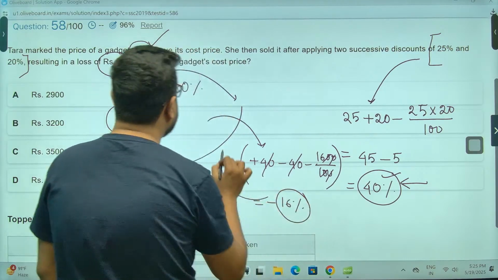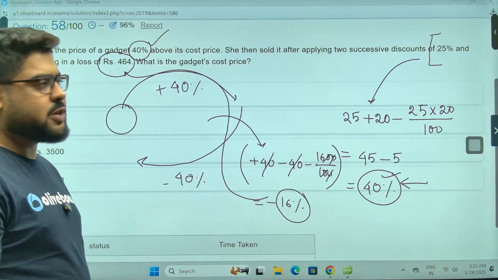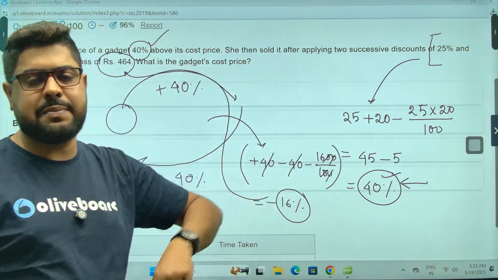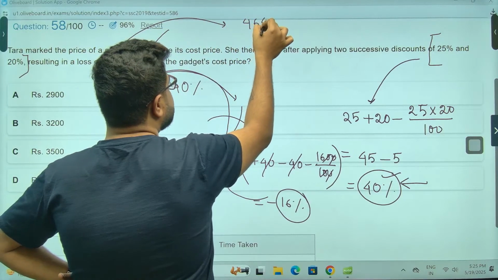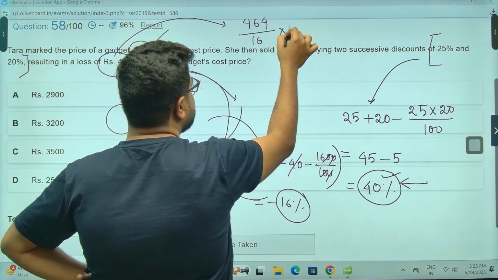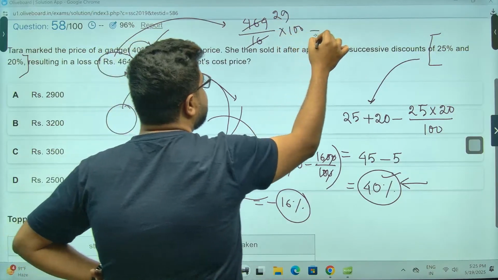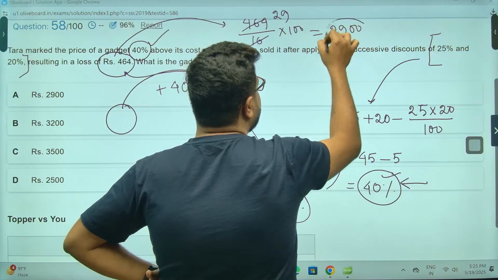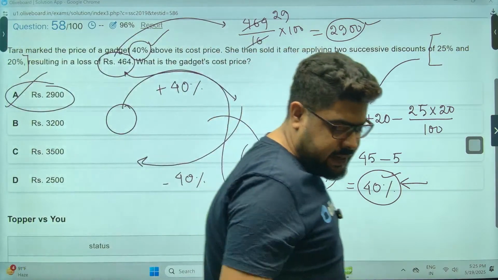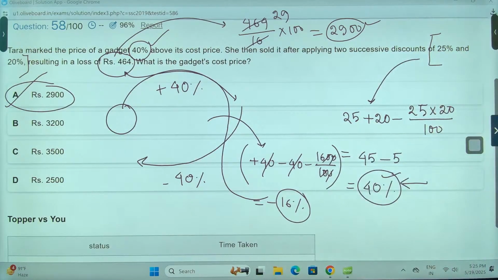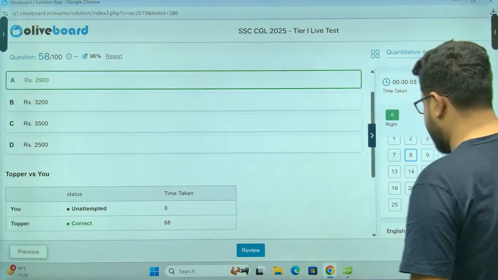That value is given to you as 464. They're asking the value of 100%, because profit loss, everything is percentage of CP. 16% is this. So the answer will be 464 by 16 into 100, sir. 16 twos are 32, 144 is 9, sir. 2900 is the answer, sir. 2900, option A is the correct answer. Very, very simple, right?